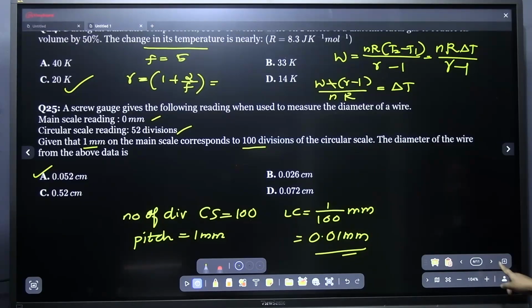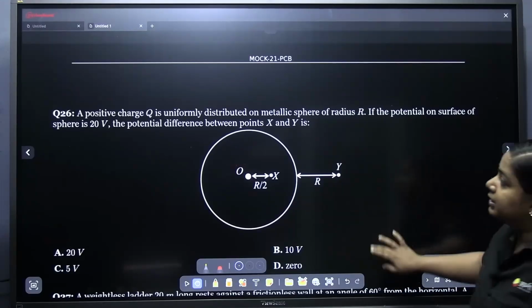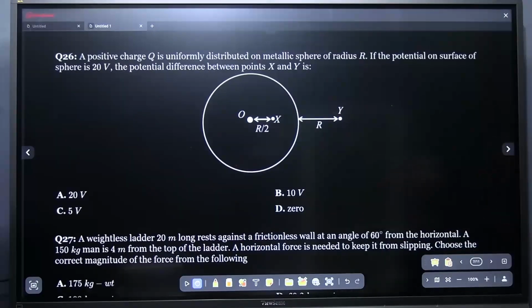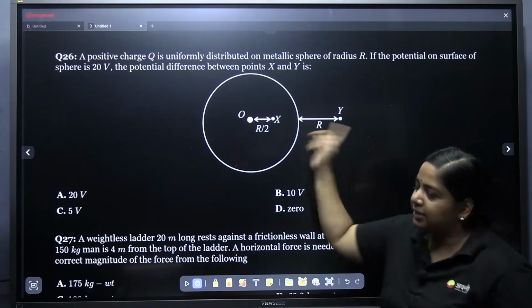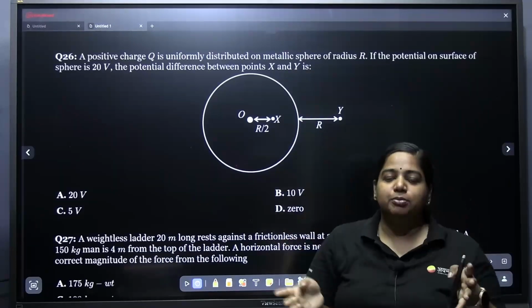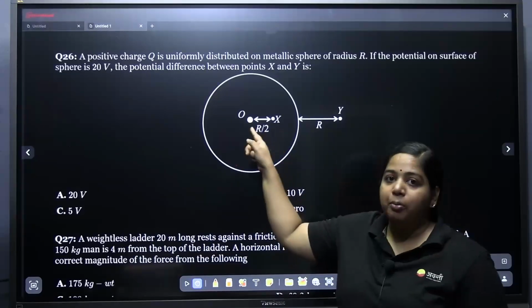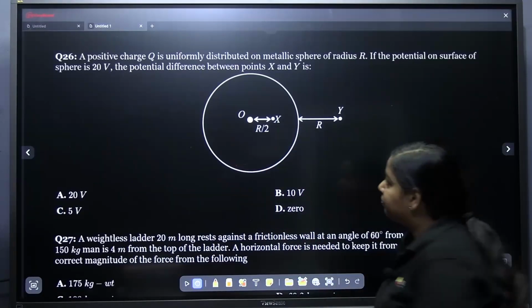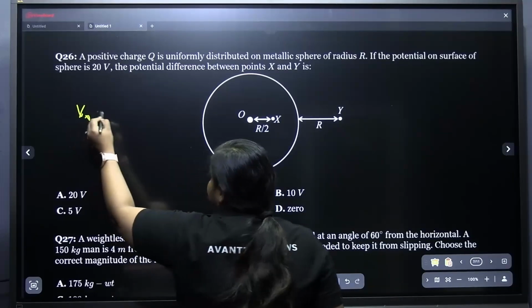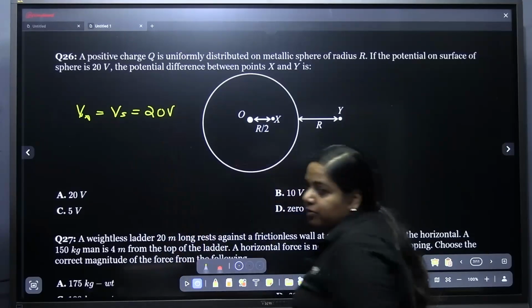Okay, then we can see the next question. A positive charge Q is uniformly distributed on a metallic sphere of radius R. If the potential on the surface of the sphere is 20 volt, find the potential difference between point X and Y. The thing we have to know is metallic sphere. Metallic sphere means only charge will be on the surface, which means inside potential will be same as on the surface. So potential at X is equal to potential at the surface, which is equal to 20 volt.